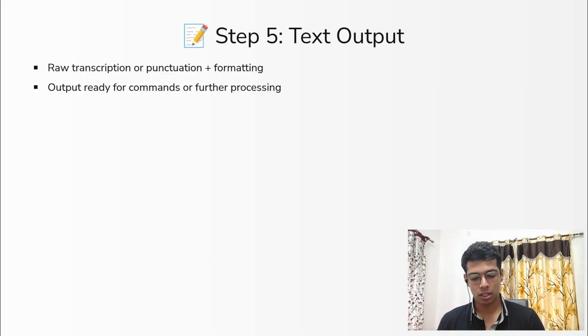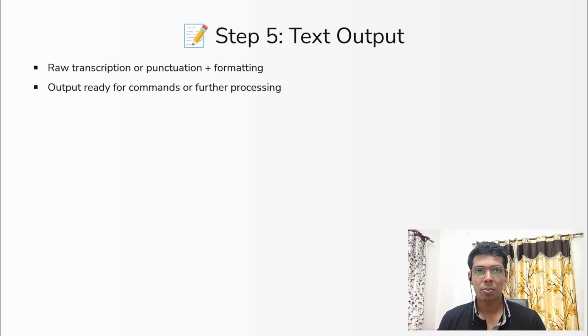The output is a text, and this can be processed using another LLM to take actions. So that's how a voice command agent usually works, or you can identify the intent of that person using that output.